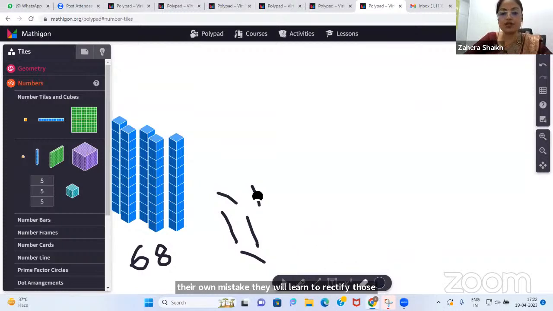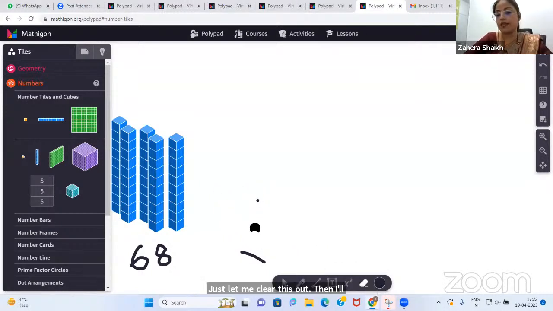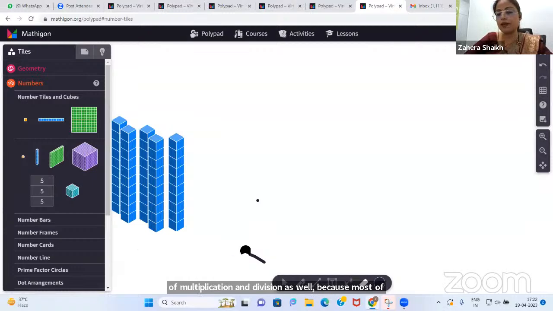Just let me clear this out. Then I'll take the example of multiplication and division as well, because most of the time the students get a lot of confusion in multiplication and division. And we do teach multiplication and division from grade 2, right?